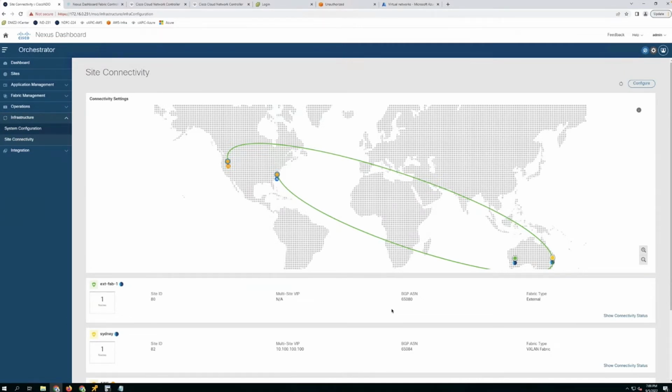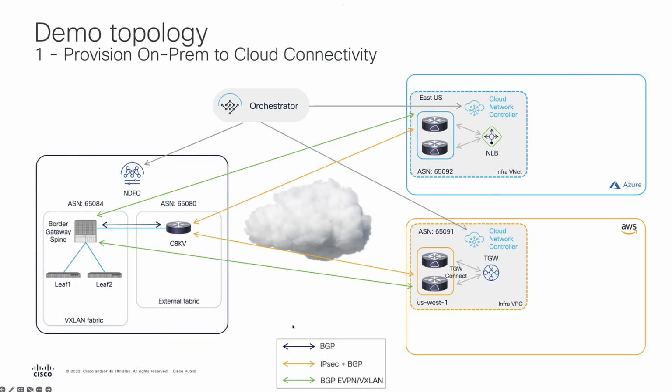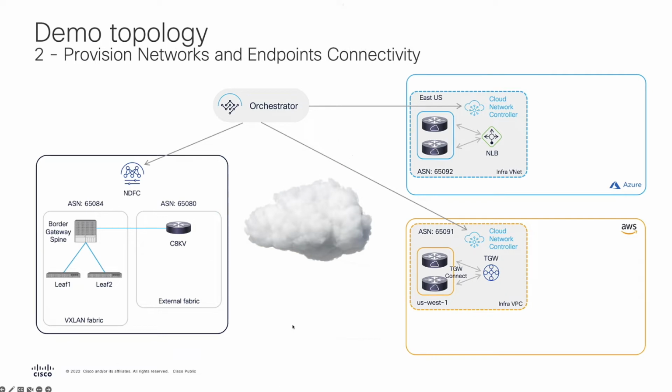But once I've done that, I haven't achieved any connectivity yet, because I haven't deployed any subnet, any endpoint, any network. So if I go back to the slide, this brings me to the second part of the demonstration that I'll do in the next 7-8 minutes, which consists in building subnets and endpoints that then need to communicate with each other across this hybrid cloud environment.